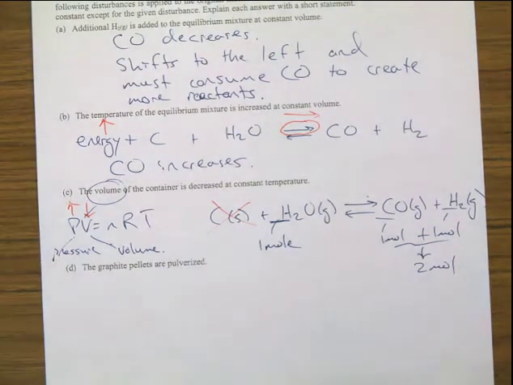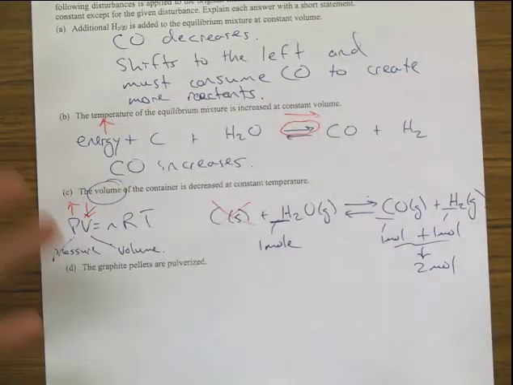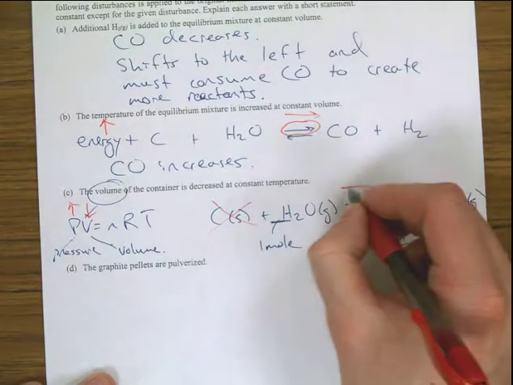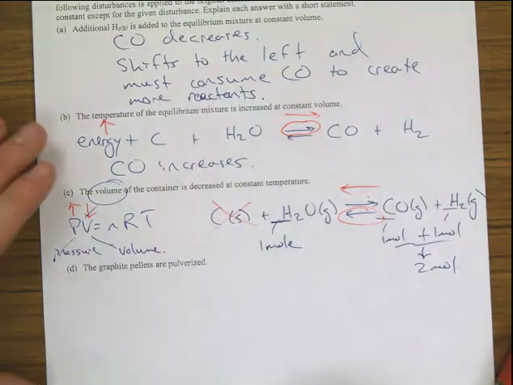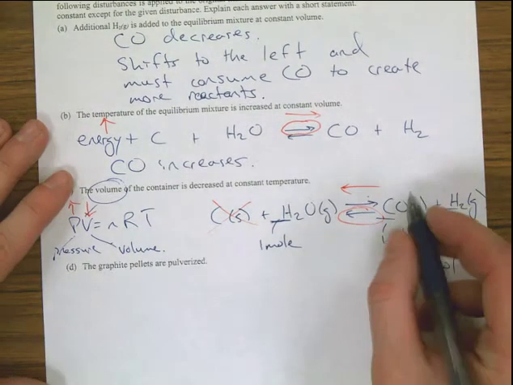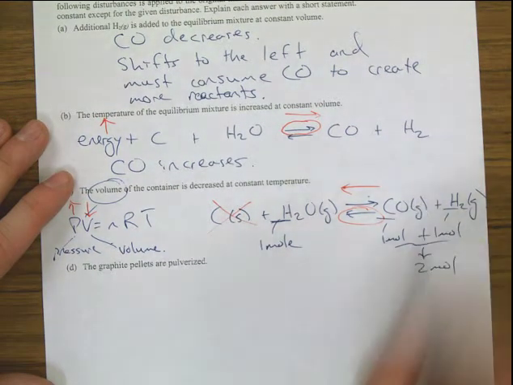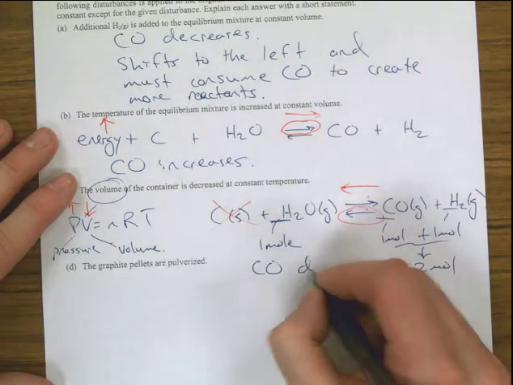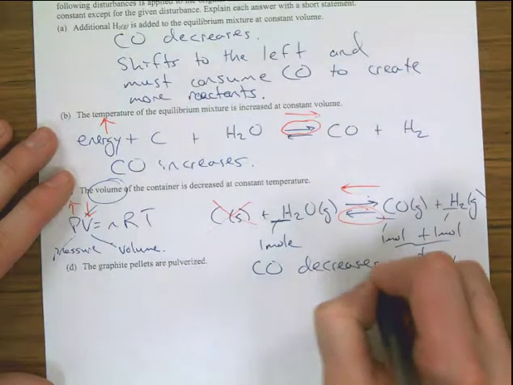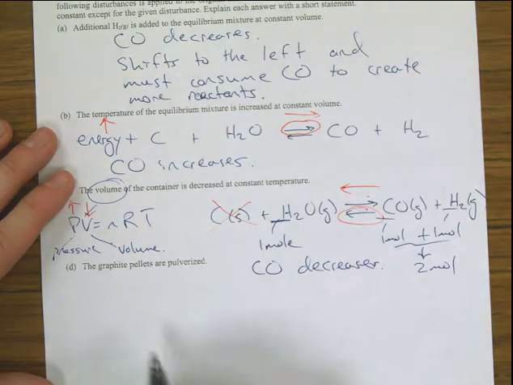That means when you increase the stress and increase the pressure, it's going to favor the side in which you produce fewer moles of gas to drop the pressure again. So it's actually going to shift to the left. It's going to favor the left side. And since it's going to favor the left side, what's going to happen is you are going to decrease the amount of carbon monoxide present. So CO decreases in this situation because it's going to shift to the side with fewer moles of gas.